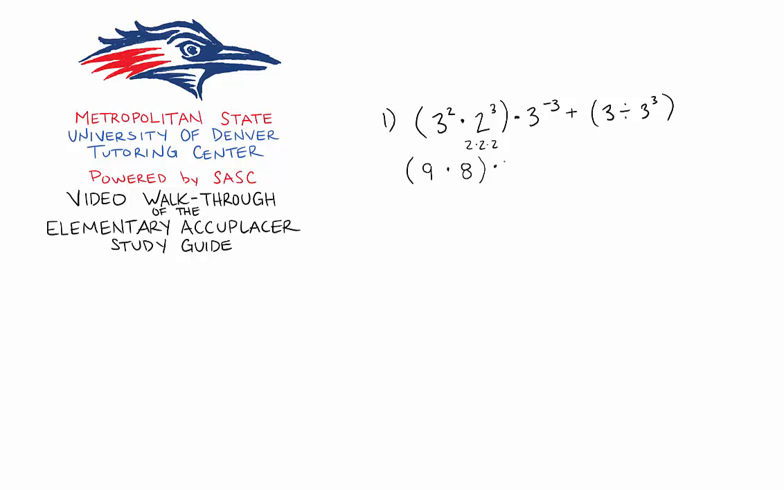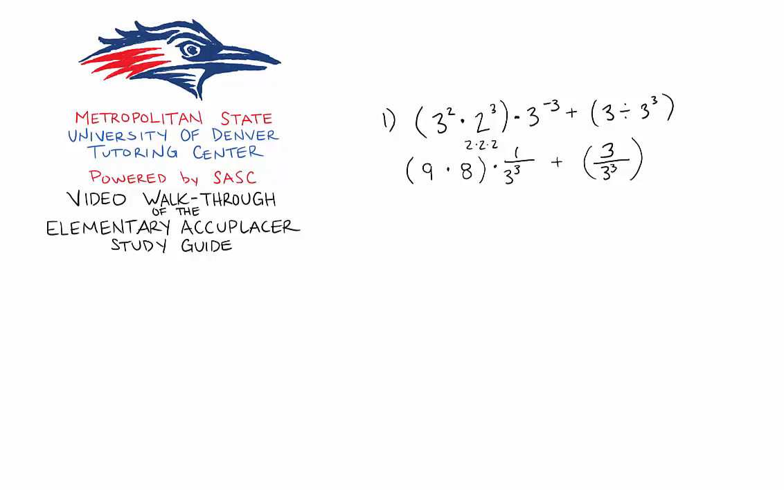And then I'm going to multiply that by, well, as we discussed in our explanation, this is really 1 over 3 cubed because it's a negative exponent. We move the 3 cubed to the bottom and we can make it a positive exponent. And then we're going to add that to 3 divided by, I'm going to put my line there instead of the divided by symbol, and then I'm going to put 3 cubed.